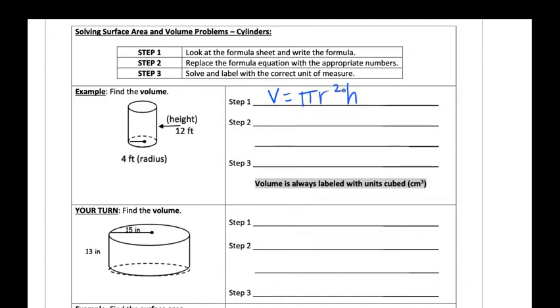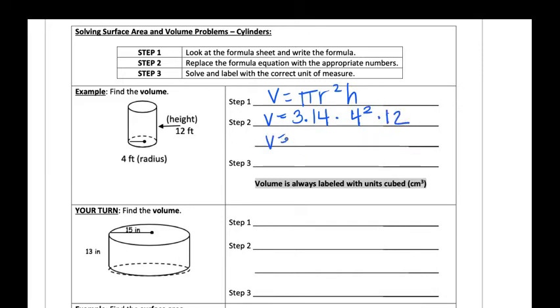So we have this exponent that we're going to need to take care of first every time. So volume equals pi, remember we replaced pi with 3.14. We're going to multiply that by the radius squared. Our radius is given to us as 4, so 4 squared. And then we're going to multiply that all by the height, which is 12.